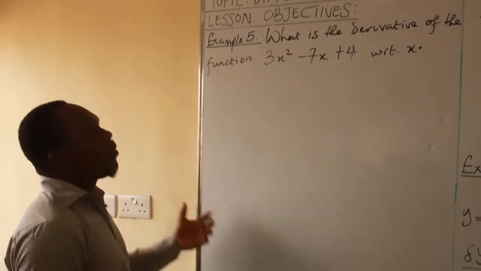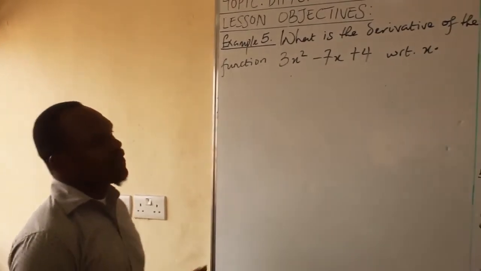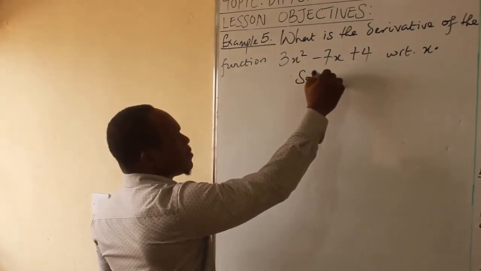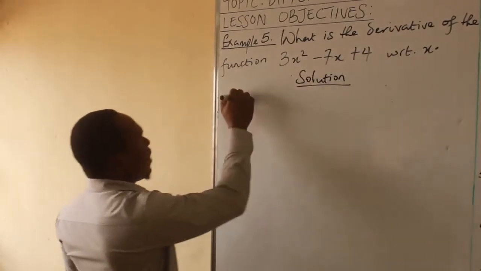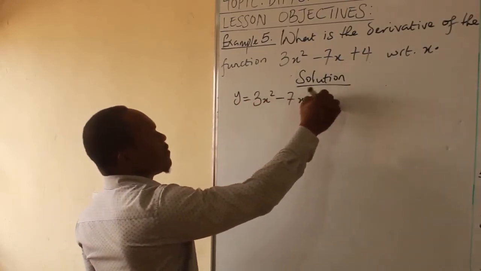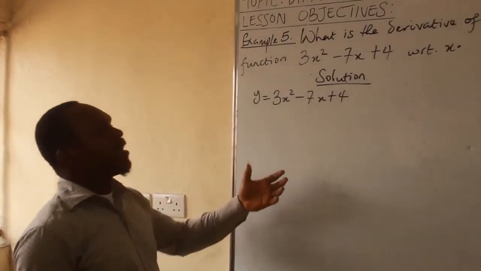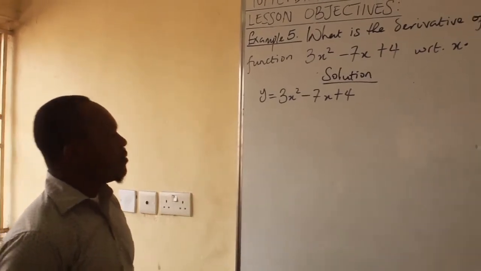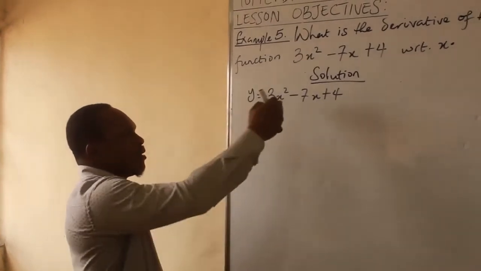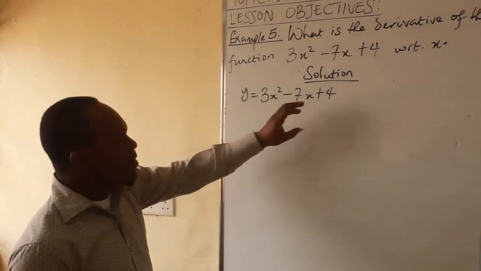Example 5 says, what is the derivative of the function 3x squared minus 7x plus 4 with respect to x? Solution. Our function y is 3x squared minus 7x plus 4. And they are asking us to find dy over dx. This is another example of the derivative of a sum, because this is the sum of 3x squared, minus 7x, and 4. So we're going to be treating each of them separately.